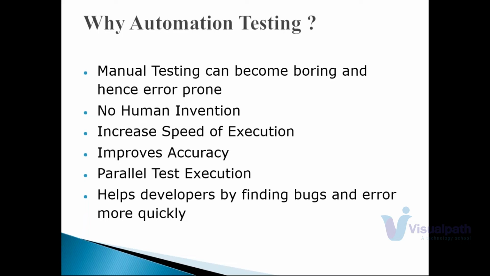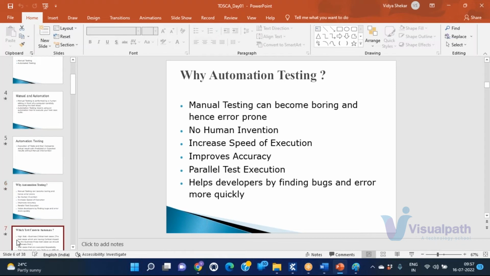So what automation does is it will increase your execution speed and accuracy, and you can also execute tests in parallel, rather than running tests one after the other, right? If you have 5 systems, you can run on 5 systems in parallel. So these are the advantages, and it helps in identifying defects faster, so that developers can fix them faster and you can release into the market.